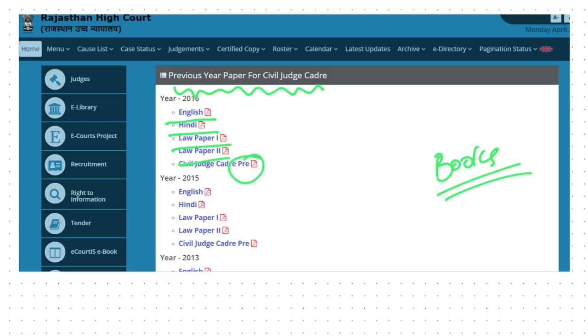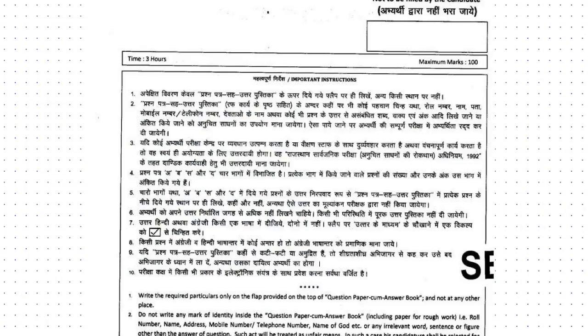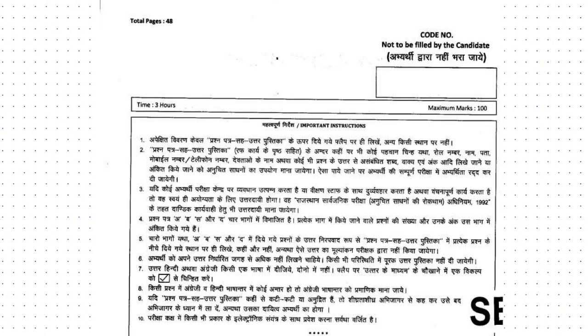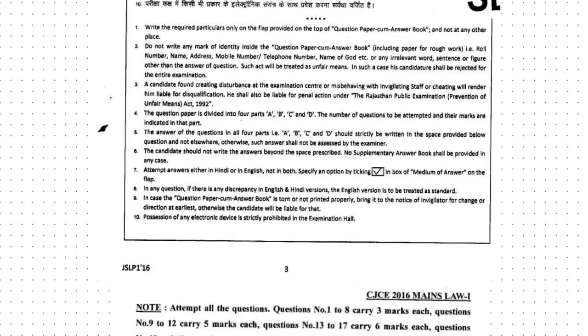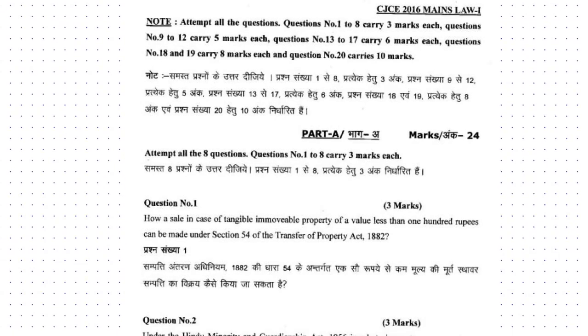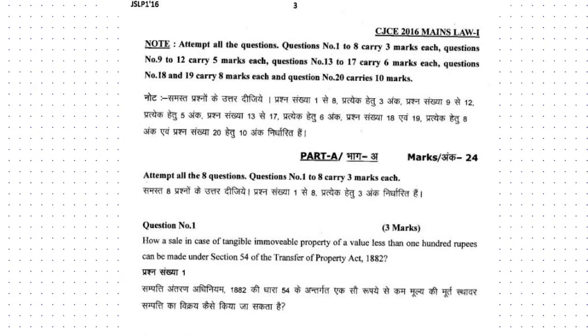Criminal law, etc., then those are also available on the Rajasthan Court website. For example, this is one of the papers from their website. This is a 48-page paper, that PDF that you can download. And then this is the mains law 1 paper. So you can see that it's available on the Rajasthan High Court website. This is the 2016 paper. It says attempt all questions, 1 to 8 carry 3 marks, 9 to 12 5 marks.